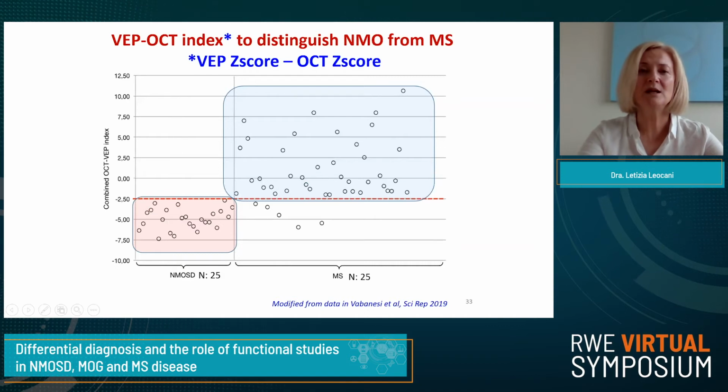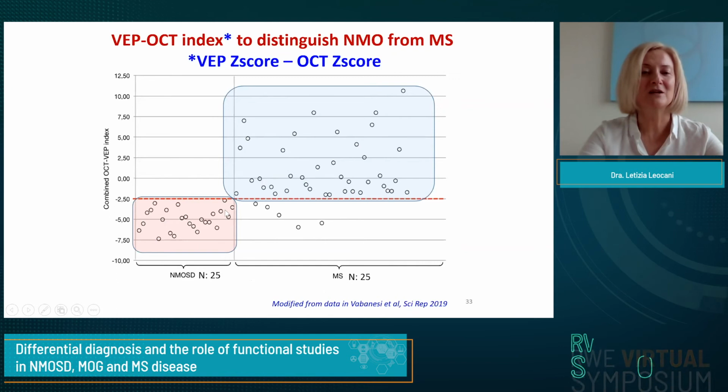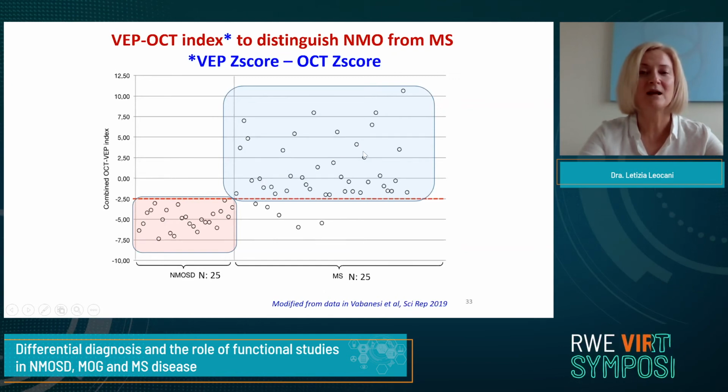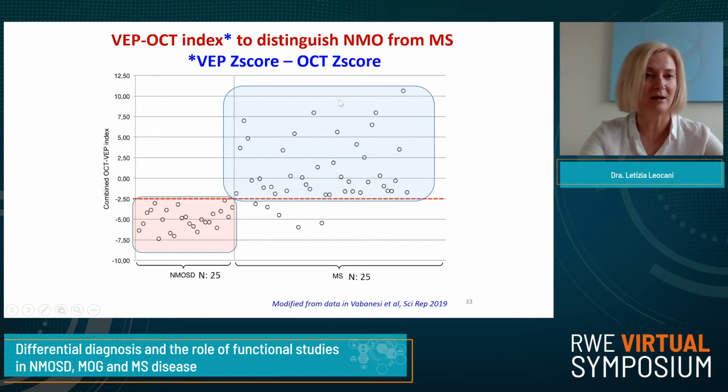And so if we combine the deviation from the norm of the VEPs and of the OCT, we can find quite a good separation between the cohort of people with MS and the cohort of people with NMOSD, where the axonal loss tends to be prevalent, while in the people with MS, the VEP delays tend to be prevalent compared with axonal loss.